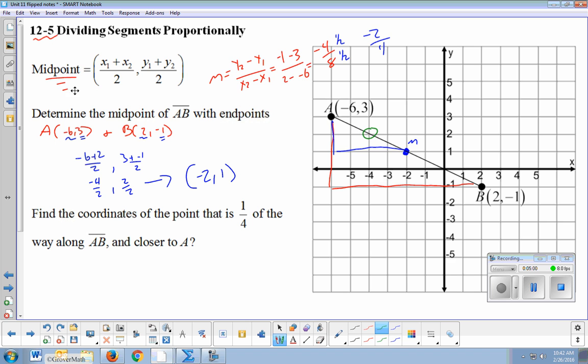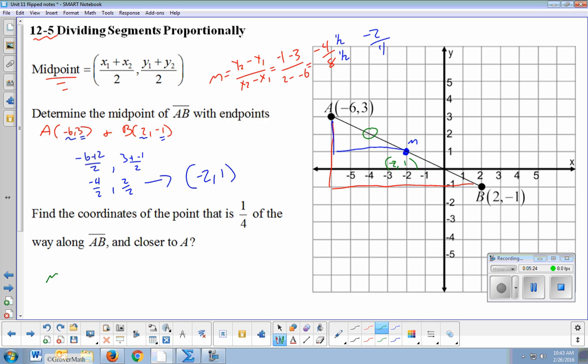We could use the midpoint formula again. Now that we have the midpoint here, negative 2, 1, we could find the midpoint of this half, because half of a half is a fourth. And so you could kind of do the midpoint formula twice. Or we could have cut our unreduced slope into fourths. Again, let's take a look at that.